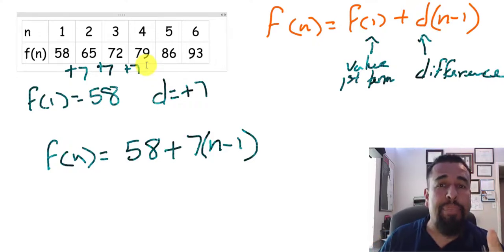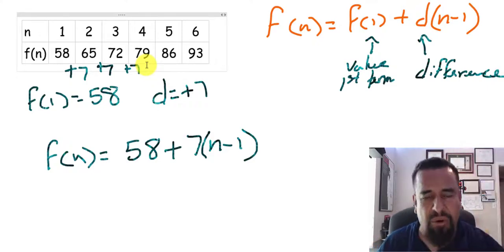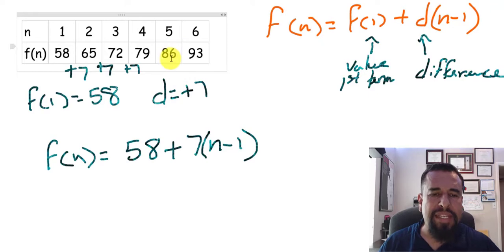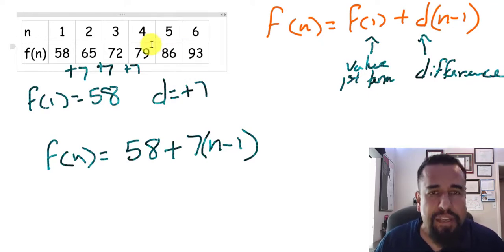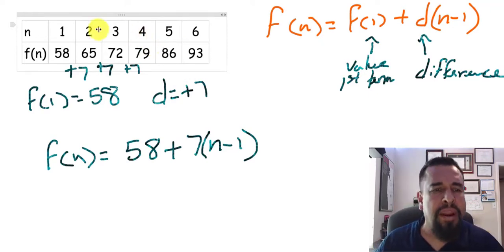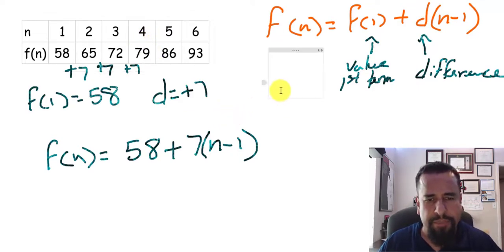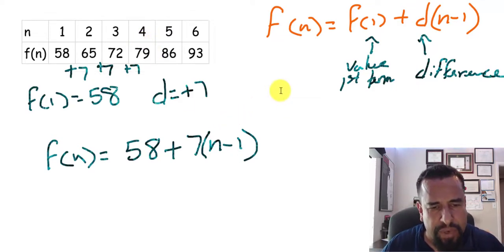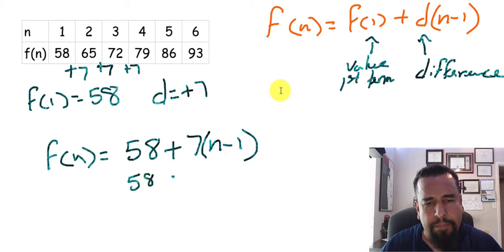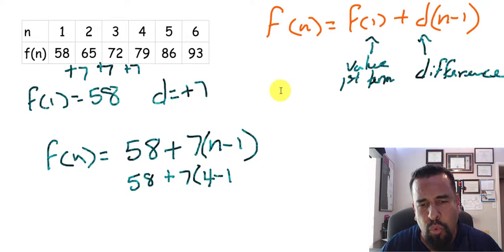But don't just stop there. We need to test it out, right? Since it's an explicit rule, that means whatever term number I plug in, it must give me that answer back. That's my output. So let's just go and plug in a 4. So we have 58 plus 7 times 4 minus 1.